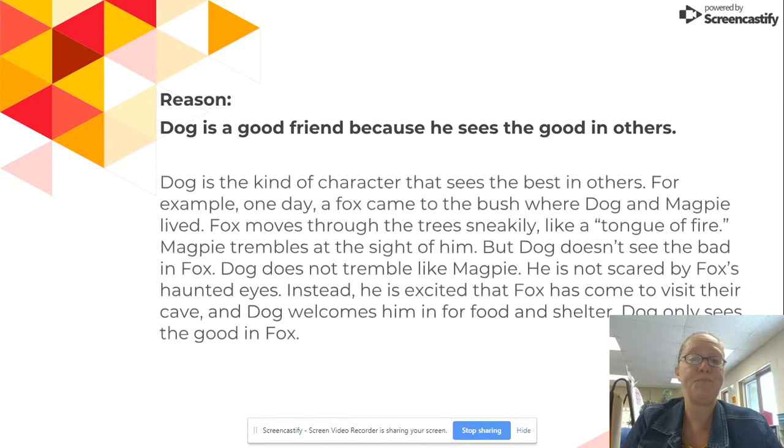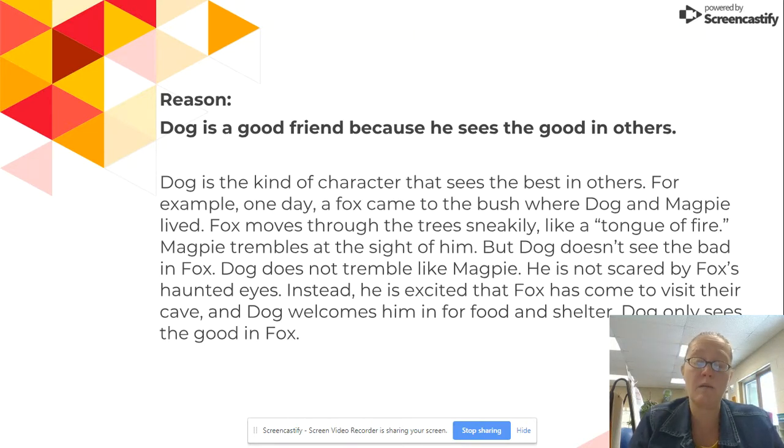So watch. Dog is the kind of character that sees the best in others. For example, one day a fox came to the bush where Dog and Magpie lived. Fox moves through the trees sneakily like a tongue of fire. Magpie trembles at the sight of him. But Dog doesn't see the bad in Fox. Dog does not tremble like Magpie. He is not scared by Fox's haunted eyes. Instead, he is excited that Fox has come to visit their cave, and Dog welcomes him in for food and shelter. Dog only sees the good in Fox.